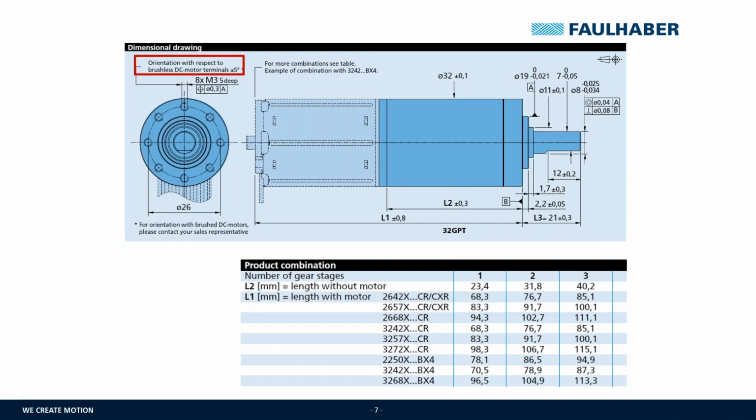The 8 M3 threaded holes of the front flange are aligned with the cable or the contacts of the motor selected. The drawing shows the alignment of 0 plus minus 5 degrees between the upper threaded hole of the gearhead flange and the cable of a brushless motor. Please pay also attention to the max length of screw you can use. Screws that are longer than 5 mm may damage internal parts of the gearheads.